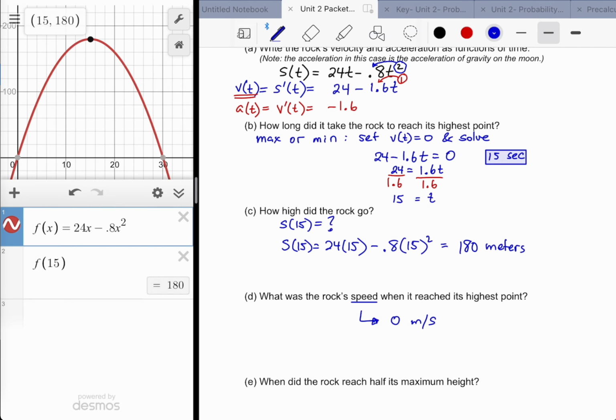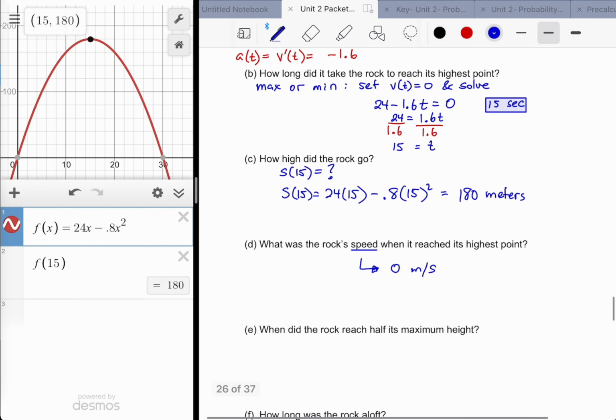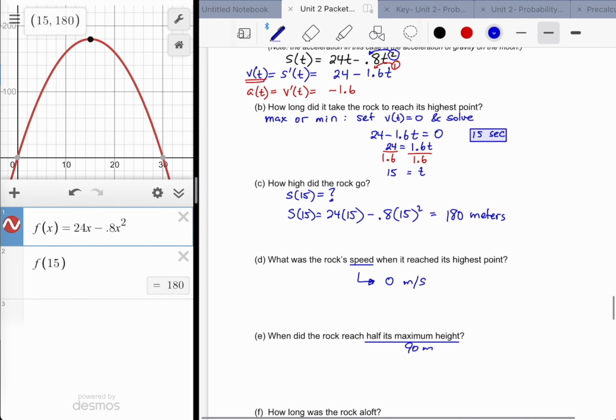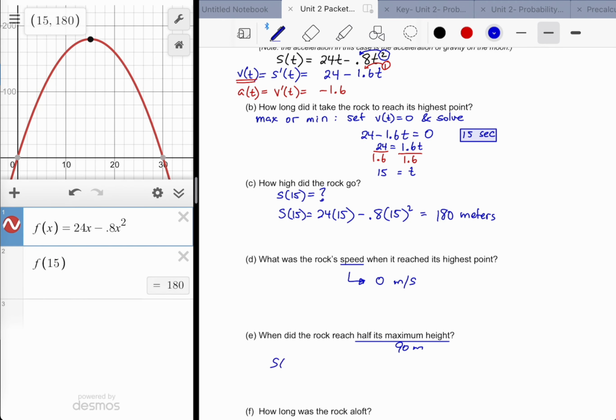When did the rock reach half of its maximum height? All right, well, half of the maximum height would be 90 meters. So I would take my position function, S of t, and set it equal to 90, because I now have a position. I want the corresponding value of time. All right, so I'm looking for the value of t that would give you a result of 90.